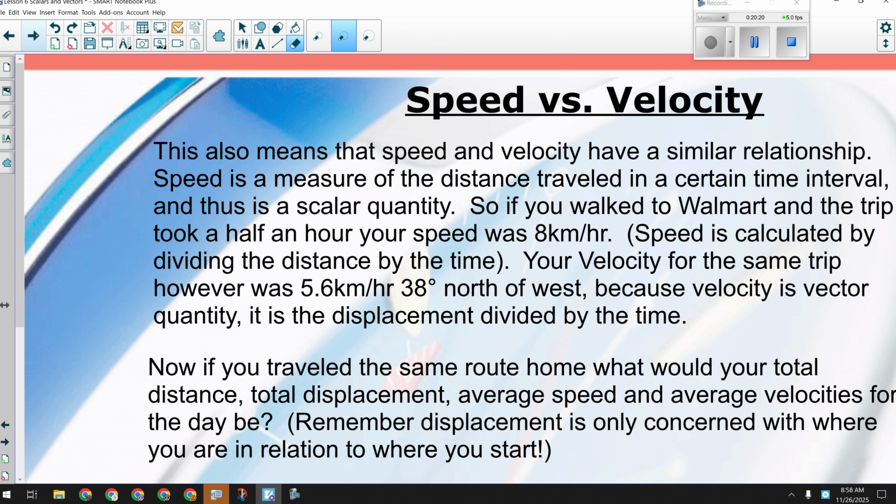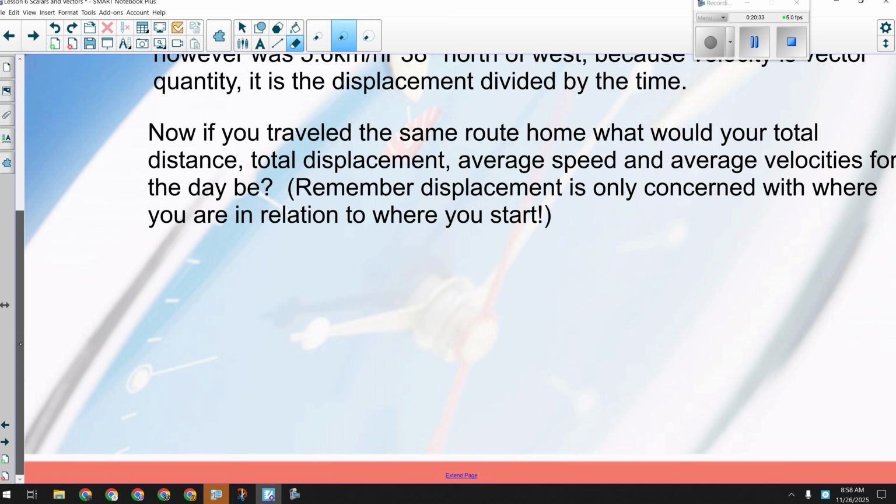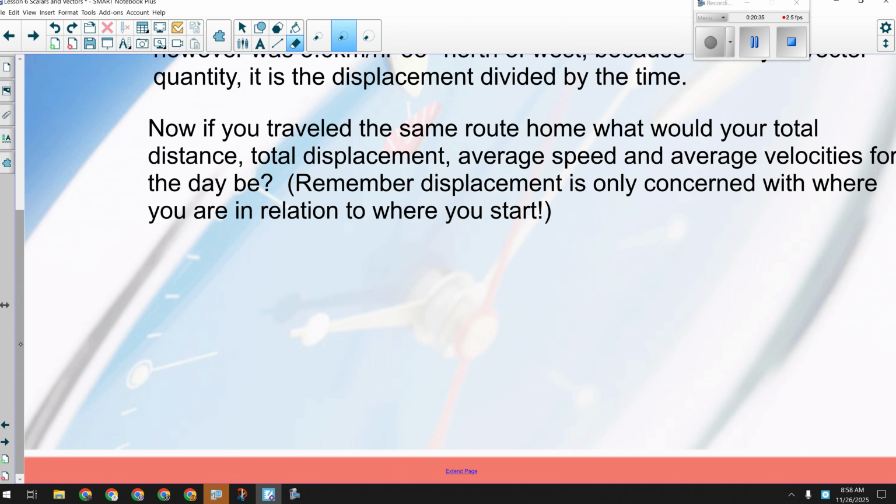Okay, and then this was the, if I come home, what's my total distance traveled? It's 8 kilometers, it's there and back. What's my displacement? 0, because I came back to where I started. All right, so a little bit of terminology here. Okay, you guys will want to write this down.